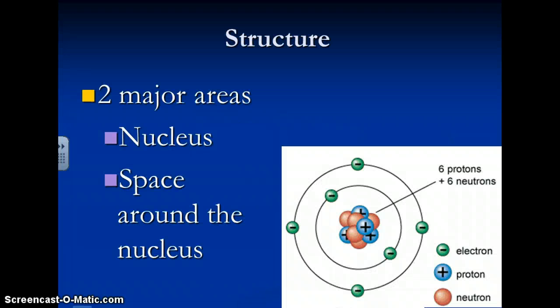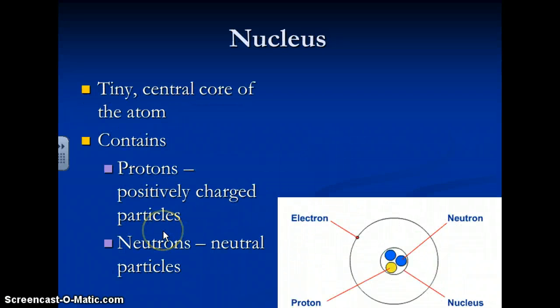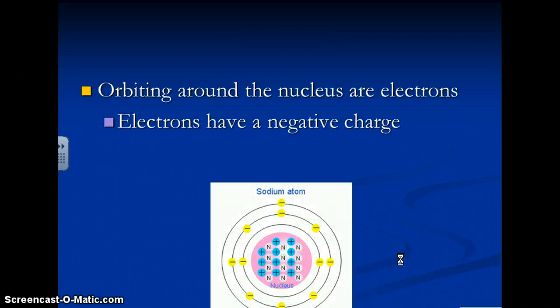We'll start by reviewing the structure of an atom, and there are basically two major areas. We have the nucleus, this middle part, and then we have the space around the nucleus or outside of the nucleus. The nucleus is the tiny central core of the atom. Inside the nucleus, we have protons and we have neutrons. Protons are positively charged, and you will need to know this for the test, and neutrons have a neutral charge. Okay, so we have protons and neutrons inside the nucleus.